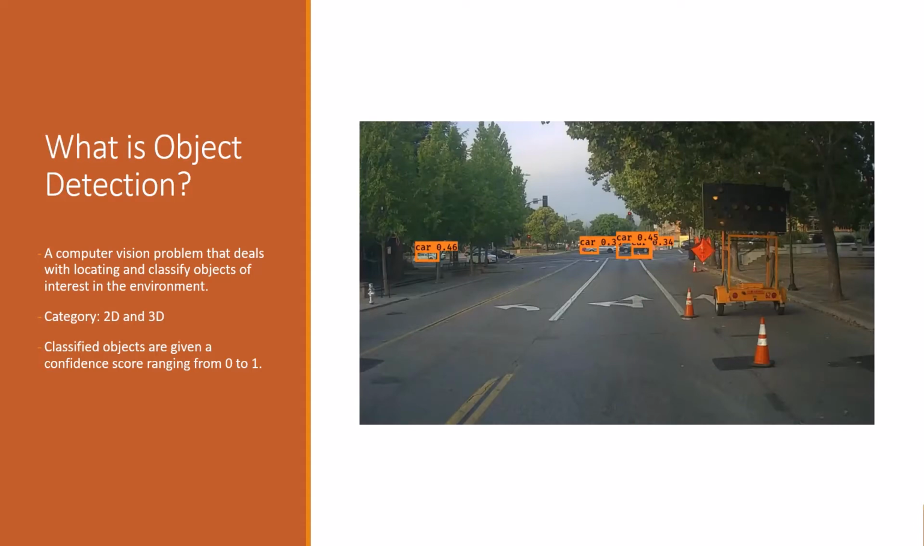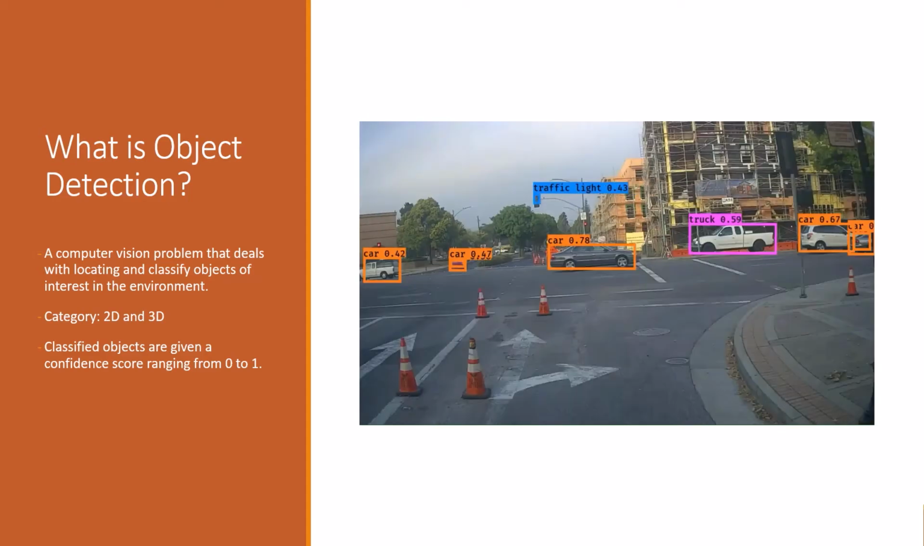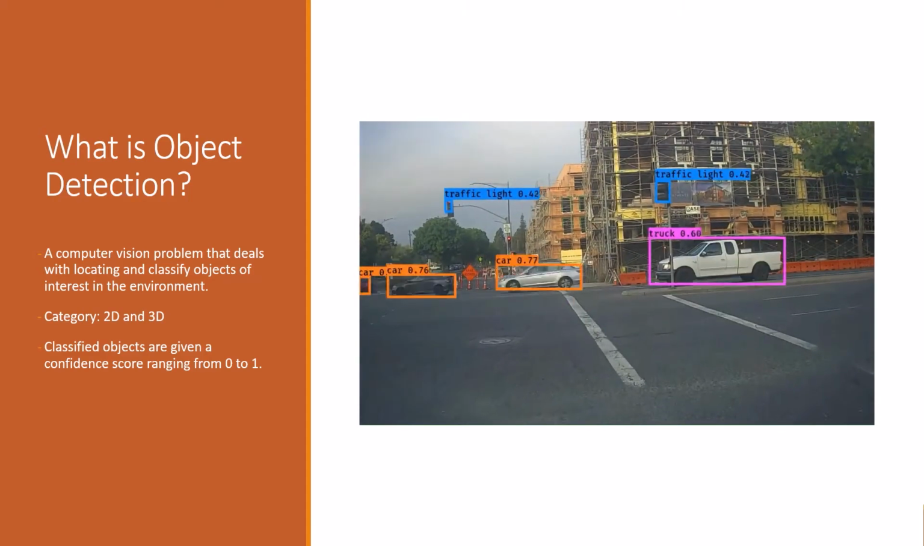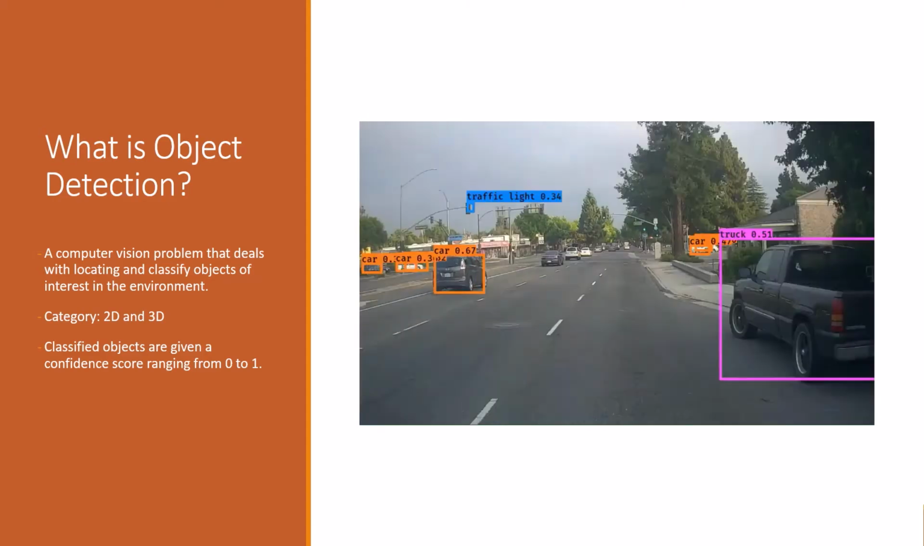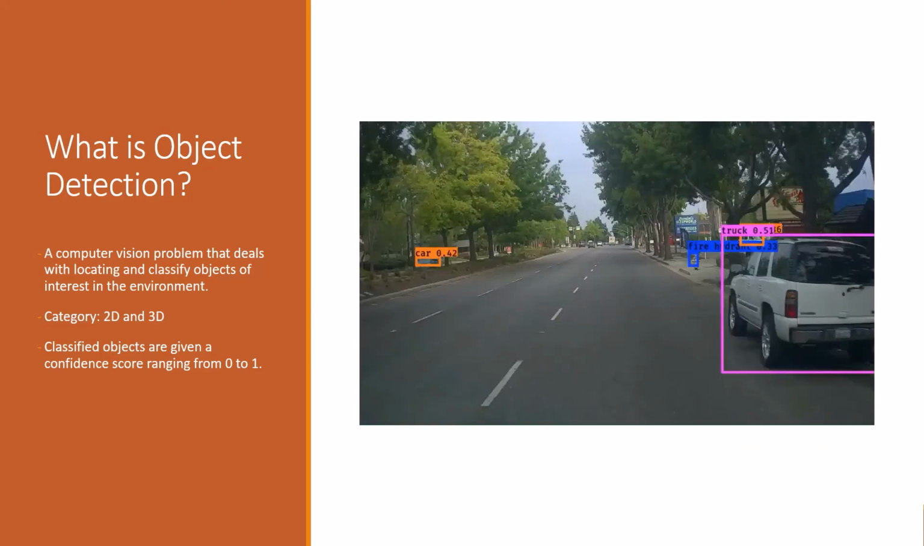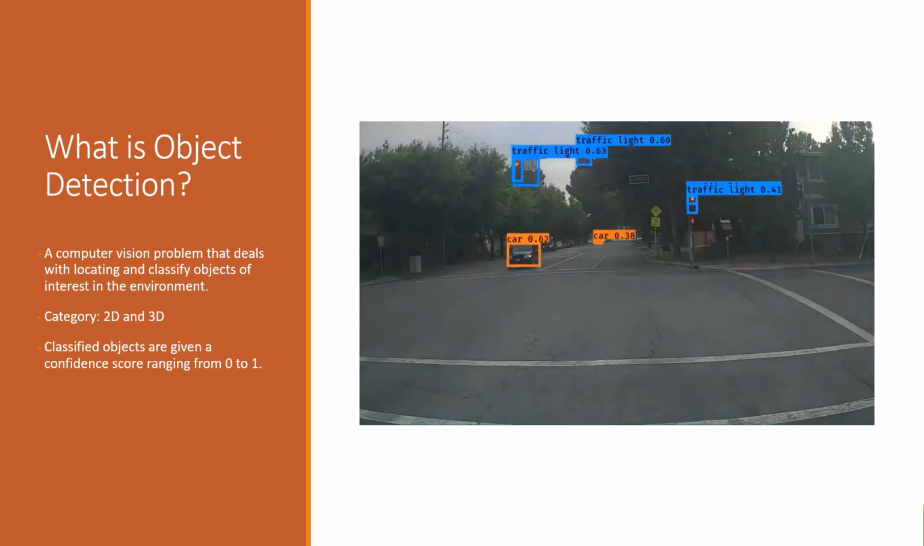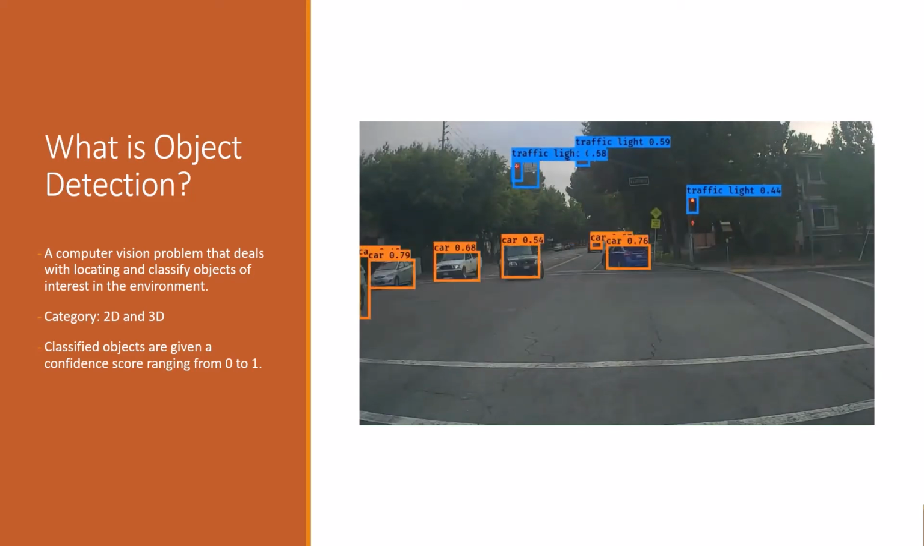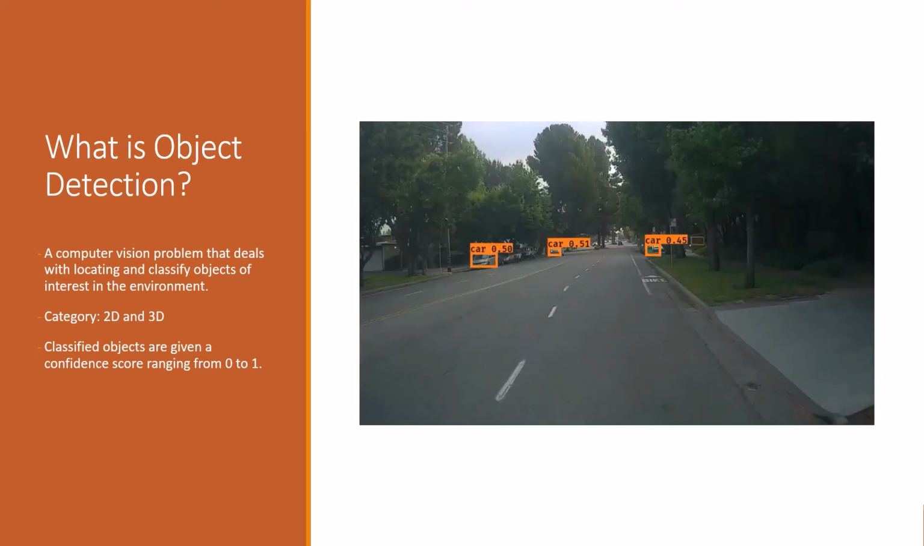First of all, what is object detection? Object detection is a computer vision problem that deals with locating and classifying objects of interest in the environment. Object detection algorithms are separated into two categories, namely 2D and 3D algorithms. In the video shown, it is a 2D object detection algorithm being run.